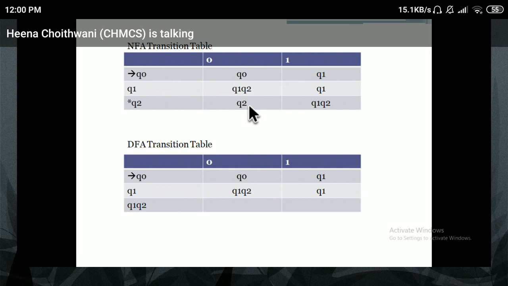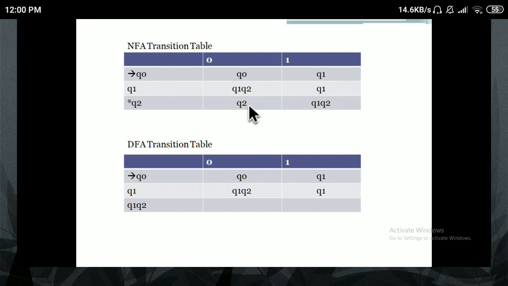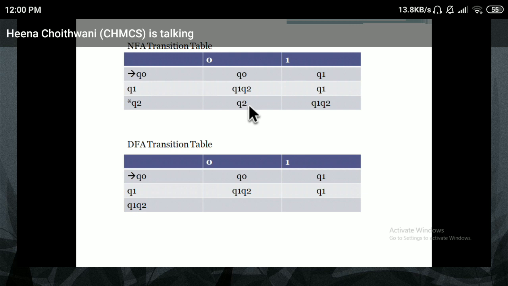And what about Q1, Q2 on 1? Where will Q1, Q2 on 1 go? Just the same, that is Q1, Q2. We are getting Q1, Q1, Q2, but we'll write it as Q1, Q2, right? So here are our new entries. Q1, Q2 on 0 is moving to Q1, Q2, and Q1, Q2 on 1 will move to Q1, Q2.